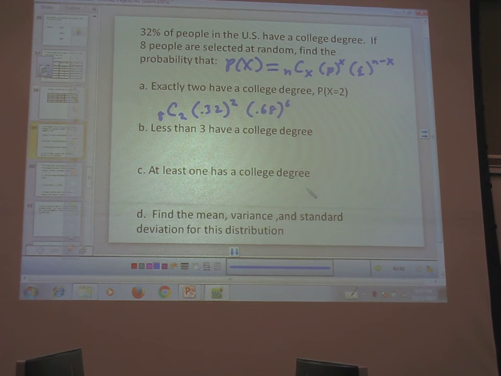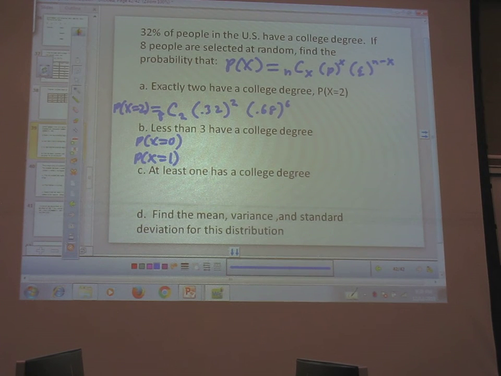But here's the thing. Less than 3 have a college degree. How would I find that? I need to find the probability that x is 0, and the probability that x is 1. And I already had the probability that x is 2. I had to find these other ones, and then do what with them? Add them. Because 0 or 1 or 2, we add.